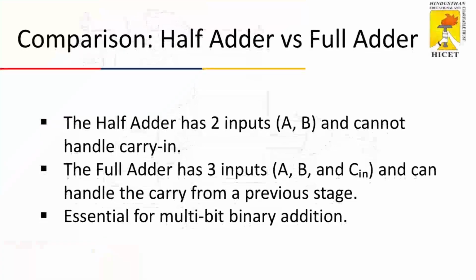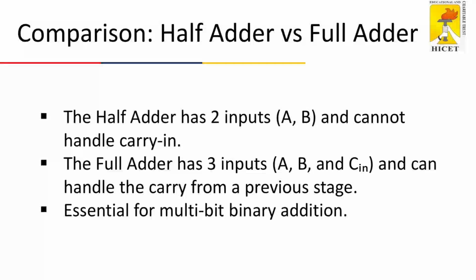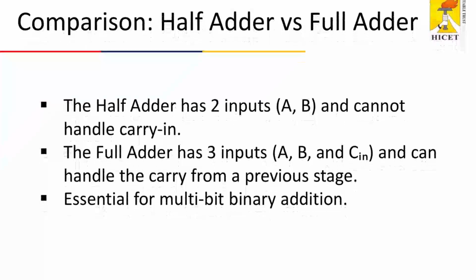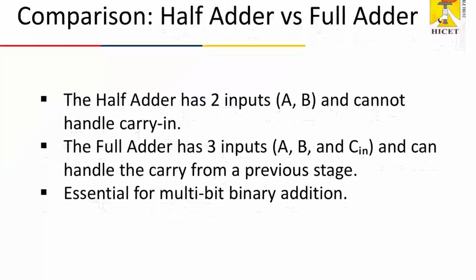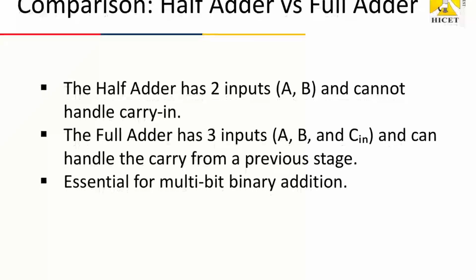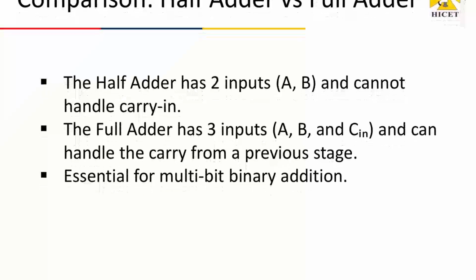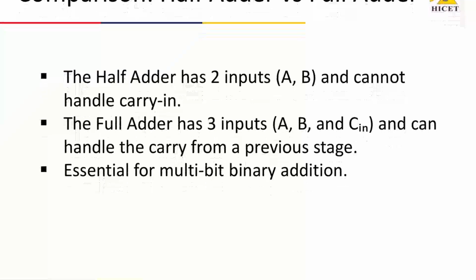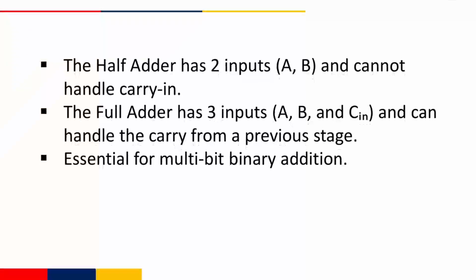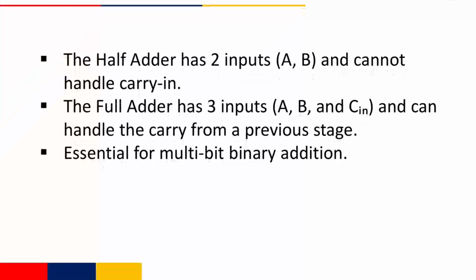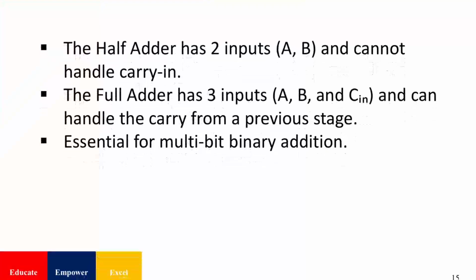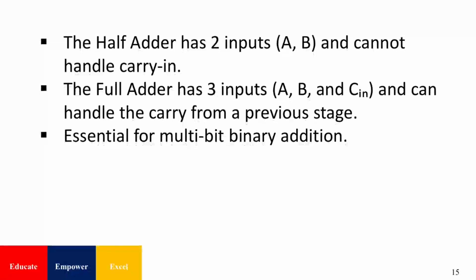Now let's quickly compare half adder and full adder. A half adder has only 2 inputs. It can't handle carry in values. So it's great for the first stage of addition. But for adding multiple bits, we need to carry over values from the previous additions. That's where full adders shine. They have 3 inputs including carry in, so they are suitable for multi-bit binary addition. So in real-world digital systems, both types work together to perform arithmetic operations efficiently.